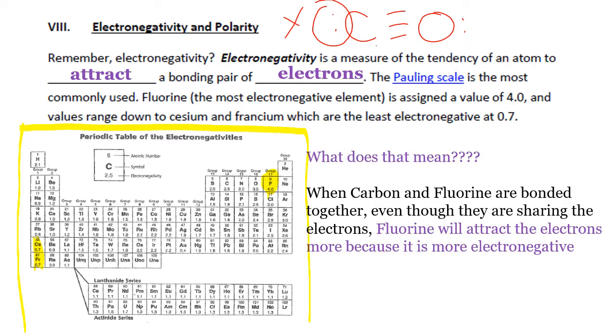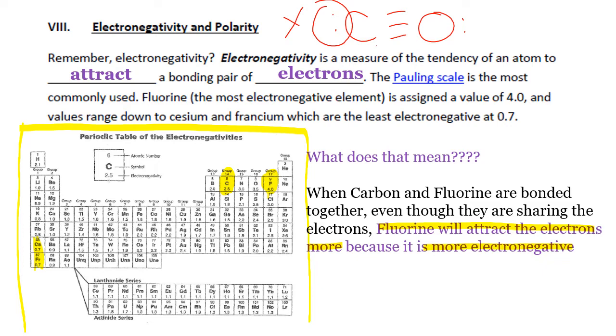Okay, and so that definition of electronegativity, they attract a bonding pair of electrons. What does that mean in normal terms? Let's say I have carbon and fluorine bonded together. Carbon has an electronegativity of 2.5, fluorine 4.0. So they share electrons, they're nonmetals, that's a covalent bond, but even though they're sharing, fluorine is going to attract the electrons more because it's more electronegative.